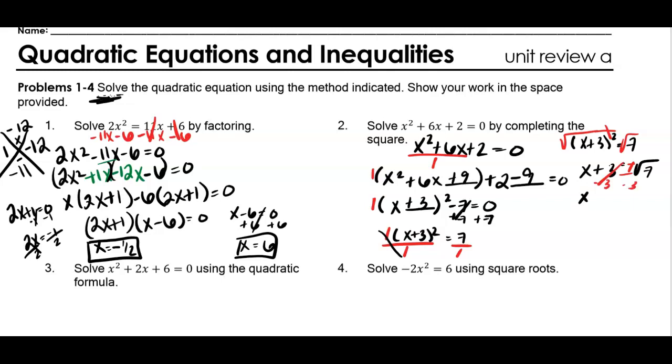So I'm going to have x equals, you always write whatever you subtracted or added to both sides first, minus 3 plus or minus the square root 7. And that is your answer.